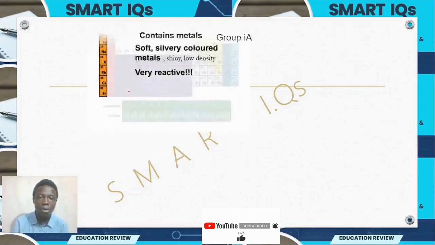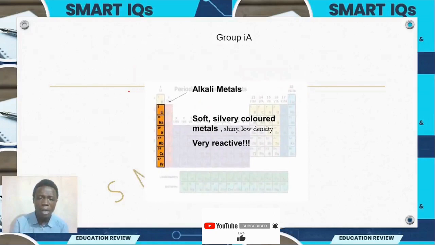Okay, good. So let's talk about group 1 quickly. Group 1 elements are called alkali metals. Are we together? They are metallic and they are called alkali metals. They are very reactive. They are soft and silver colored metals, and they shine with low density. These are the properties of group 1 elements.